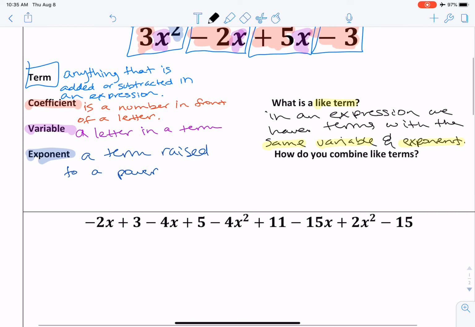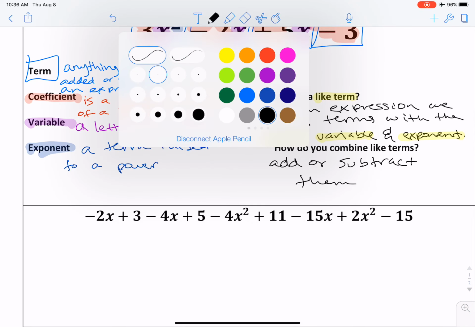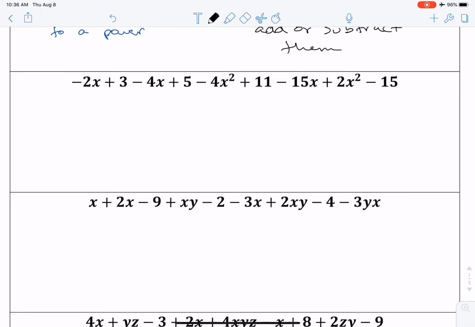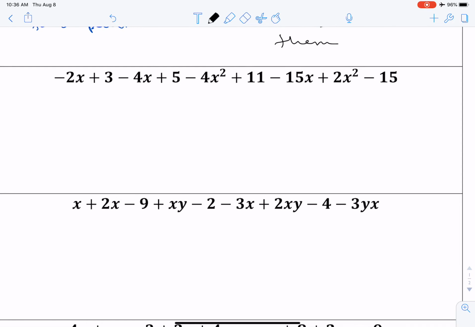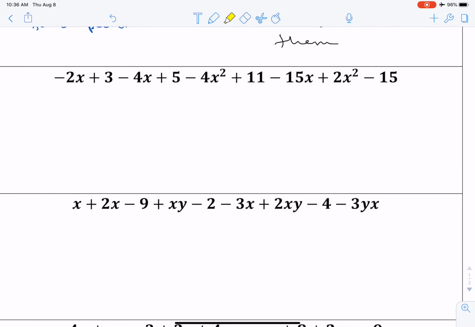All right, how do we combine like terms? So if we have like terms, we're going to add or subtract the like terms. All right, so here below we're going to do an example to help tie it all up. Okay. And color coordinating helps, so make sure you have your highlighters.